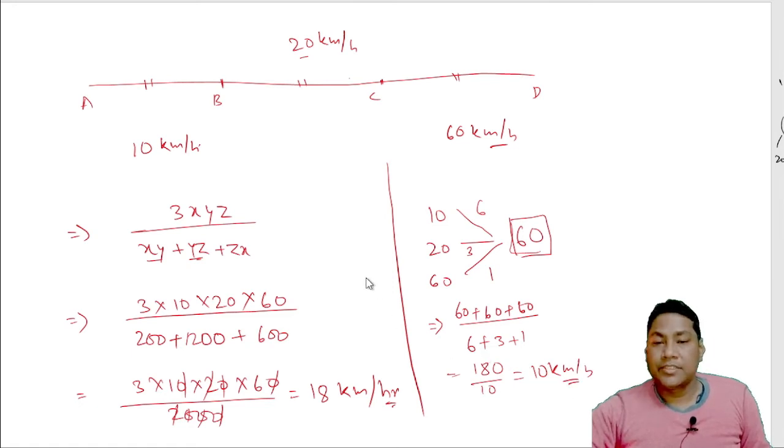So friends, these are the methods. You can take any one of the methods; the average speed will come the same. Here 18, not 10. Now we'll solve some questions and we'll understand it better.